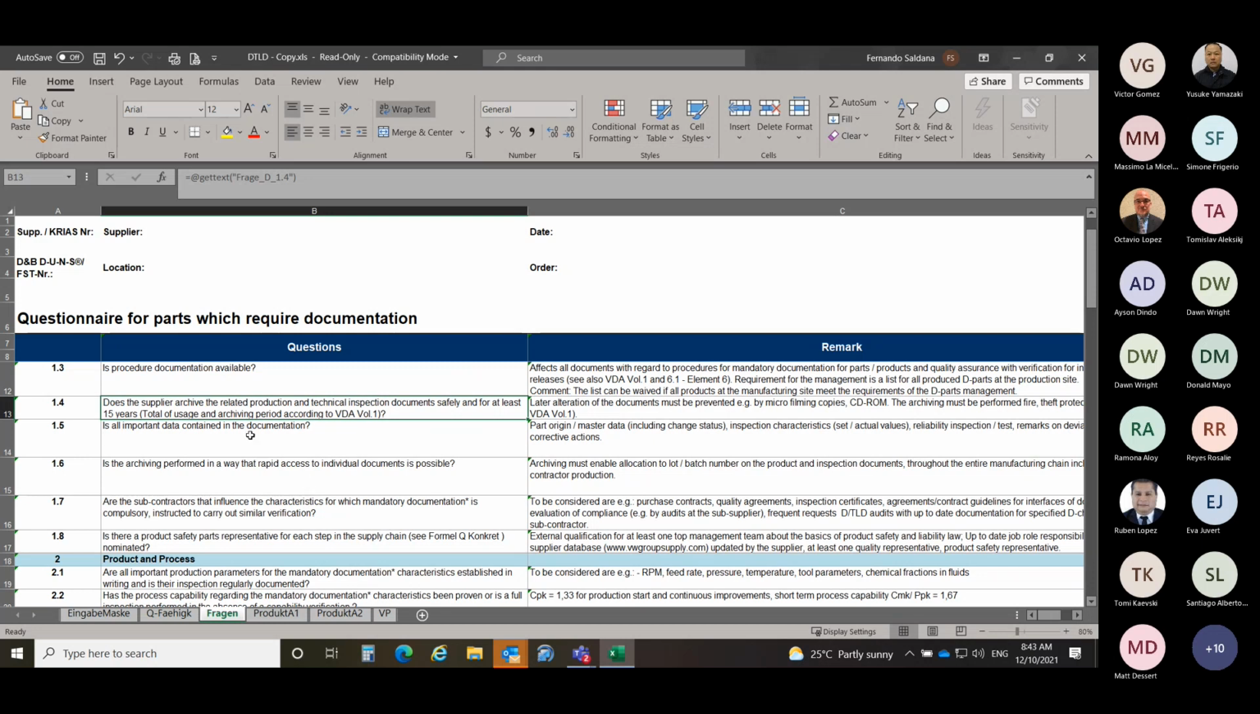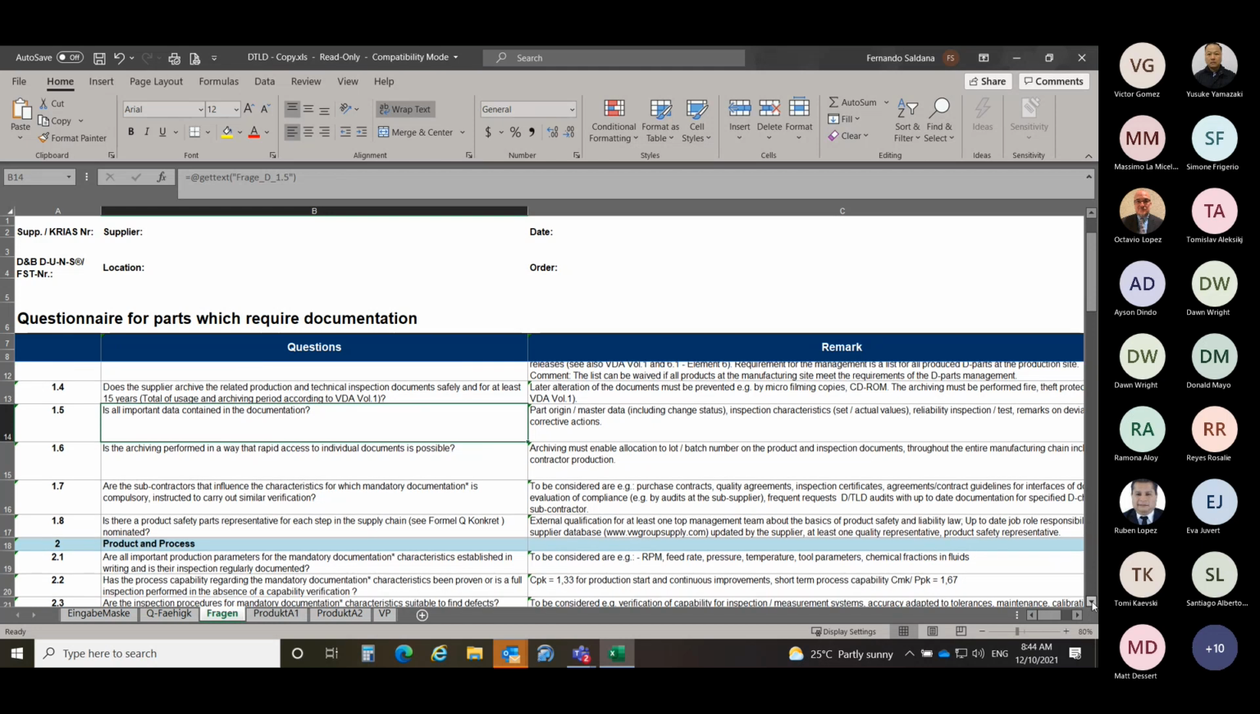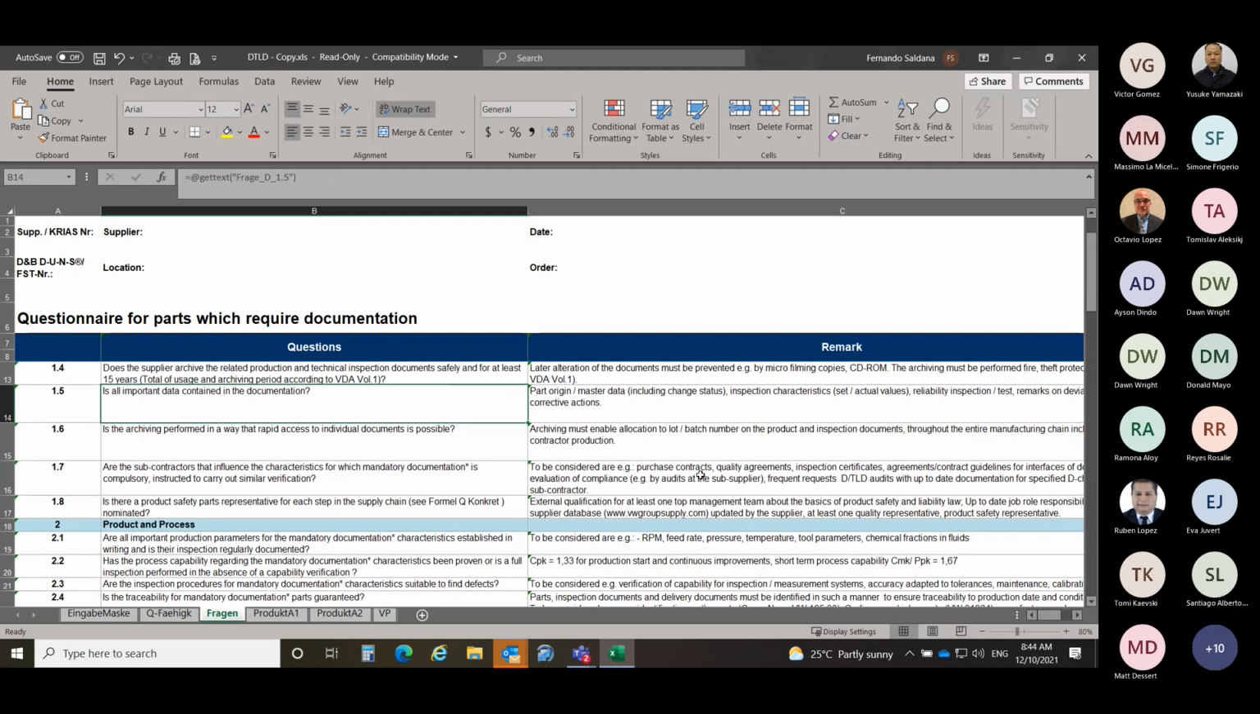There are more questions here. 1.5 asks if all the important data is contained in the documentation, meaning we are not just putting away some information, but considering all the important information in the document. It also asks if the archiving process is performed in a way that gives easy and rapid access to individual documents, if possible.